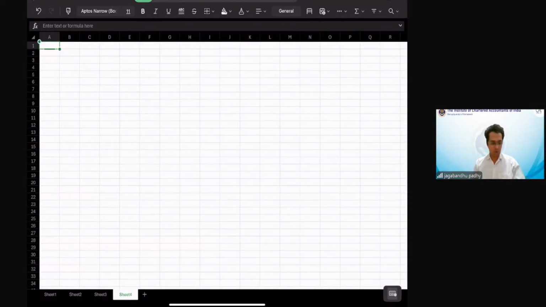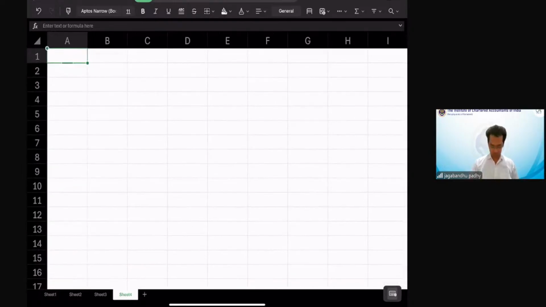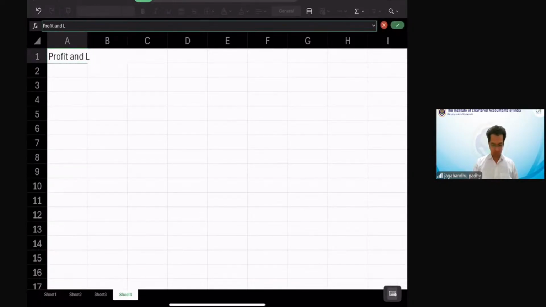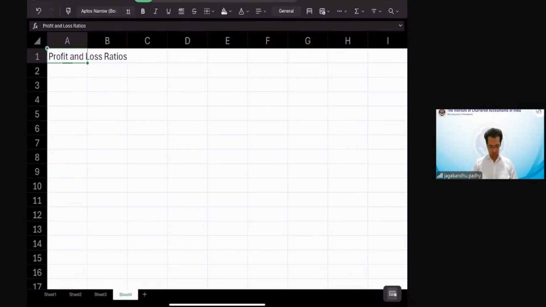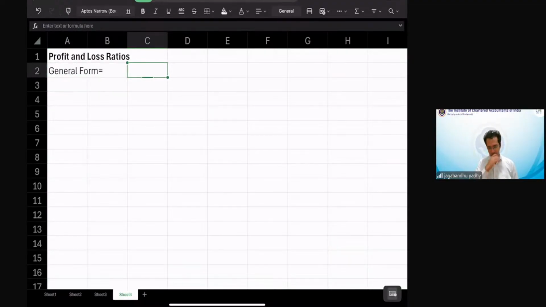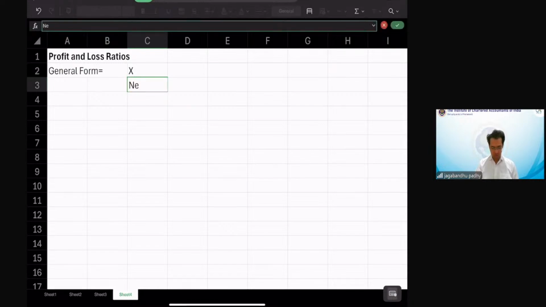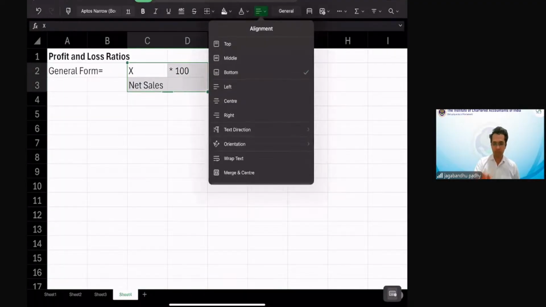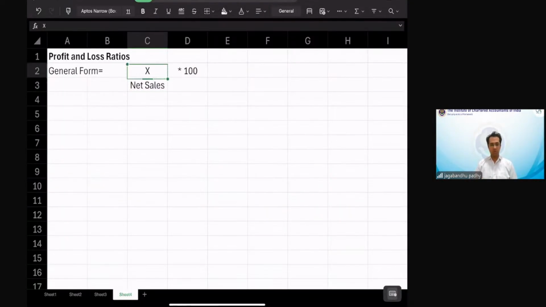Now we'll go to profit and loss ratios. All our profit and loss ratios are always going to be of the general form. Generally, you will find the profit and loss ratios to be X upon net sales multiplied by 100. General form is going to be X upon net sales multiplied by 100.